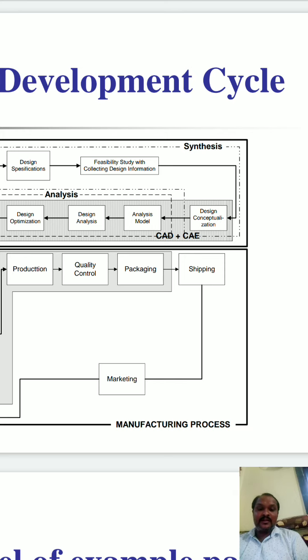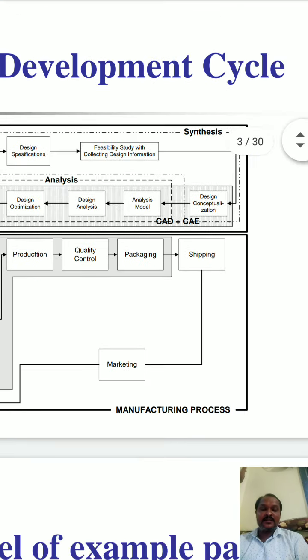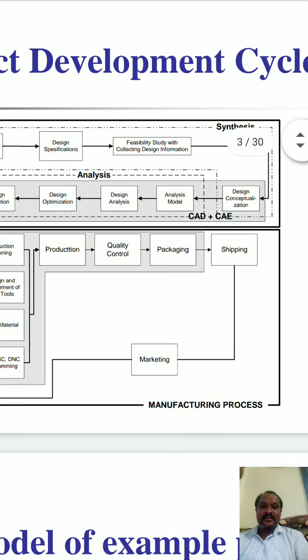Up to now, we have collected the data, analyzed the data, then studied the feasibility of the data, then your design conceptualization. These all come under your first part, that is the CAD part. Now we are moving towards the analysis part.